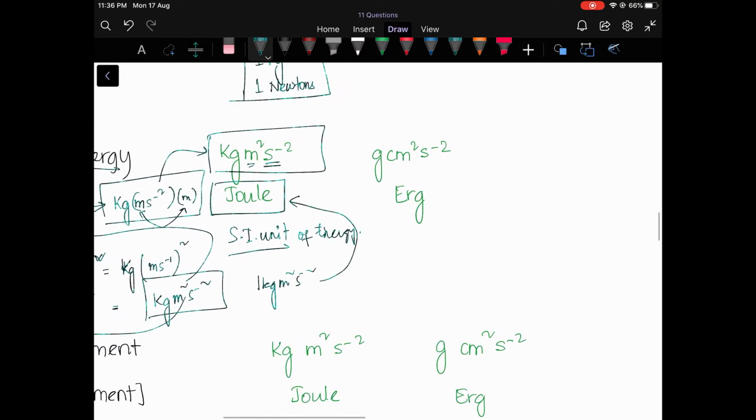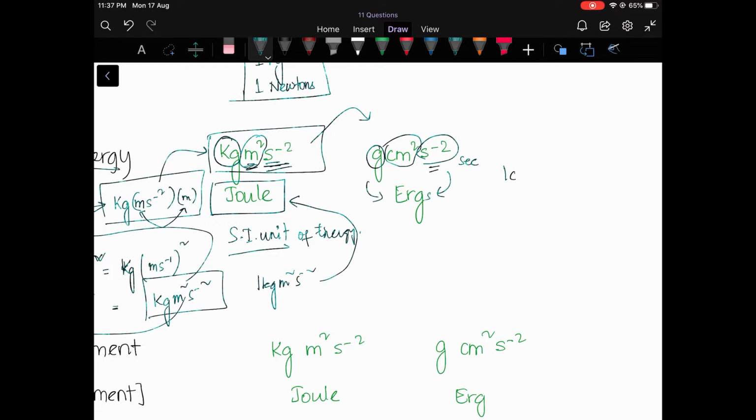If we do the same thing in your CGS system, in place of kilograms we are going to have grams. In place of meter square, we are going to have centimeter square. In place of second to the minus 2, we are going to have second to the minus 2. In CGS and SI, both have the same seconds as the time unit. This is what is known as ergs for us.